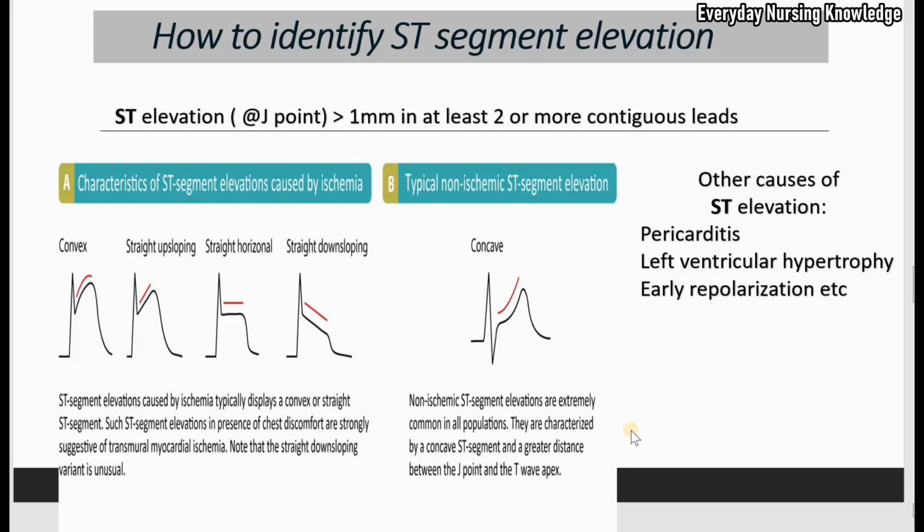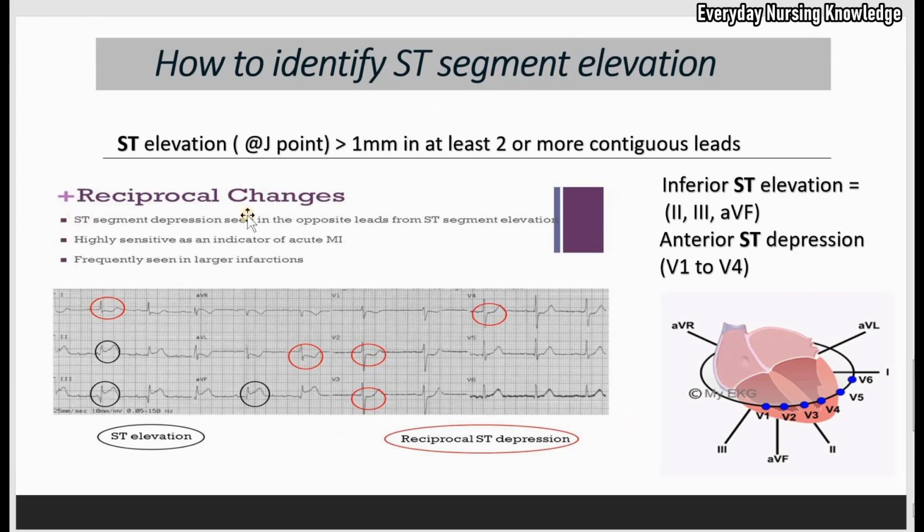Now let's see what reciprocal changes are. Reciprocal changes means you are looking at the ECG from the opposite side of the injury. So if there is an ST elevation in 2, 3, AVF, remember 2, 3, AVF is inferior. The opposite to the inferior should be superior, but the heart is irregularly shaped, so there is no superior; instead it's anterior. If there is an elevation in 2, 3, AVF in a 12-lead EKG, you will see an ST depression in the anterior leads, which may be from V1 to V4. That also indicates an ST elevation MI.